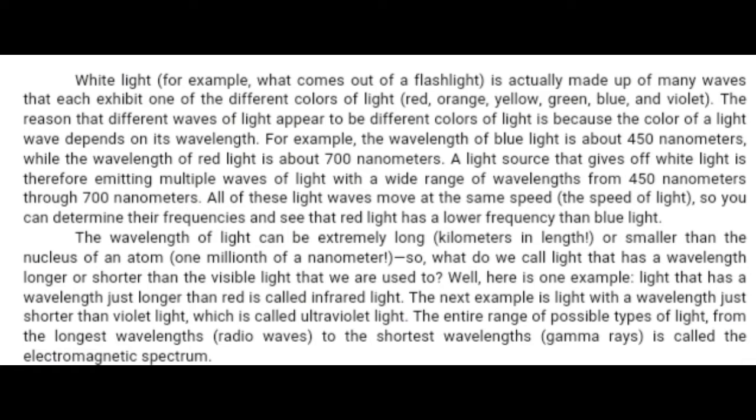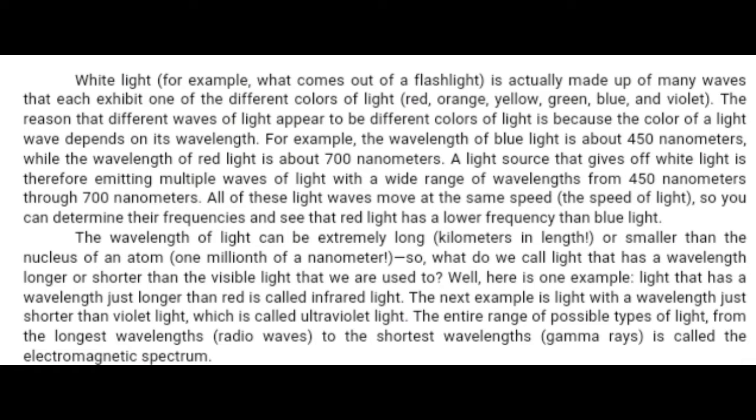All of these light waves move at the same speed, the speed of light. So you can determine their frequencies and see that red light has a lower frequency than blue light. The wavelength of light can be extremely long or smaller than the nucleus of an atom. So, what do we call light that has a wavelength longer or shorter than the visible light that we are used to? Well, here is one example.